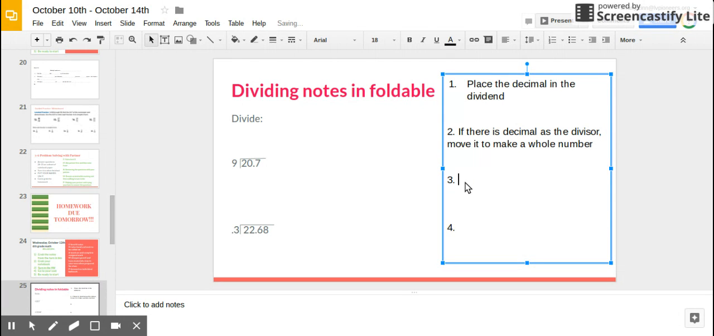Step 3 is that whatever you do to the outside, you have to do to the inside. So, as I said, the divisor is this 9 and the dividend is what's inside the doghouse. If I have to move a decimal on the divisor, I have to move it in the dividend. All I'm talking about there is moving the decimal.